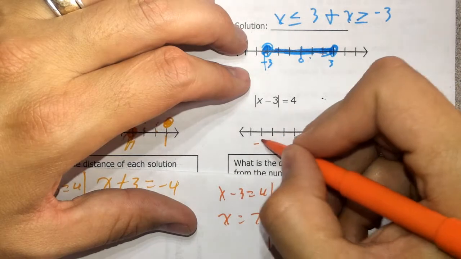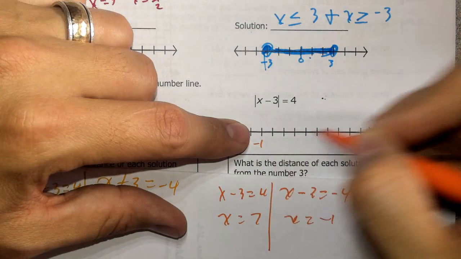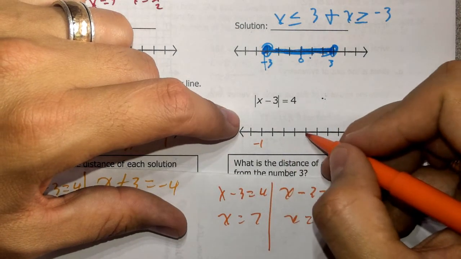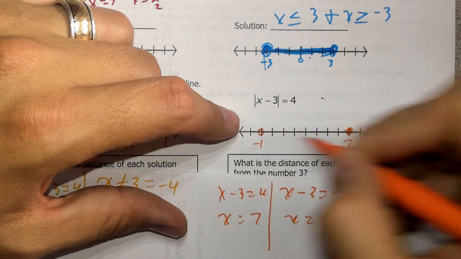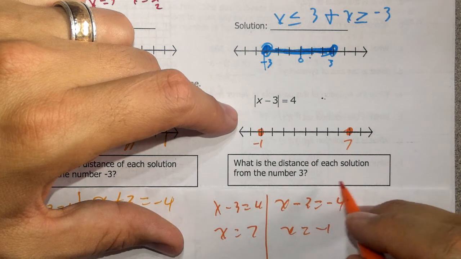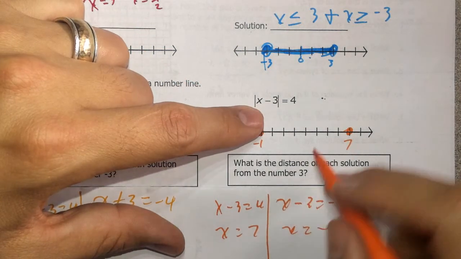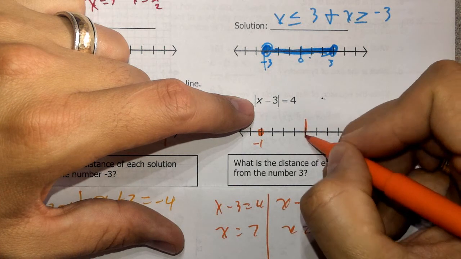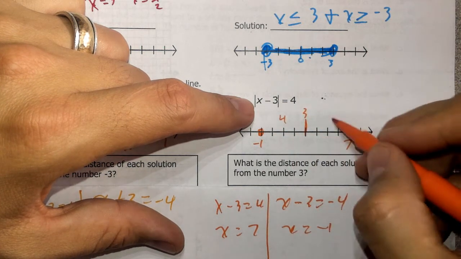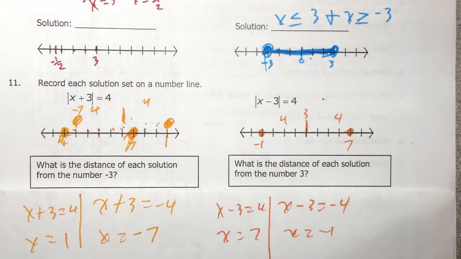So here we have negative 1, 0, 1, 2, 3, 4, 5, 6, 7. Okay, and it says how far is each solution from 3? Positive 3 here: 0, 1, 2, 3. And then we're 4 away here, 4 away there.